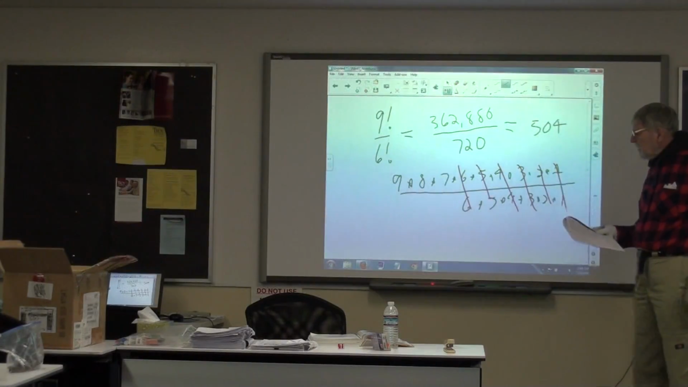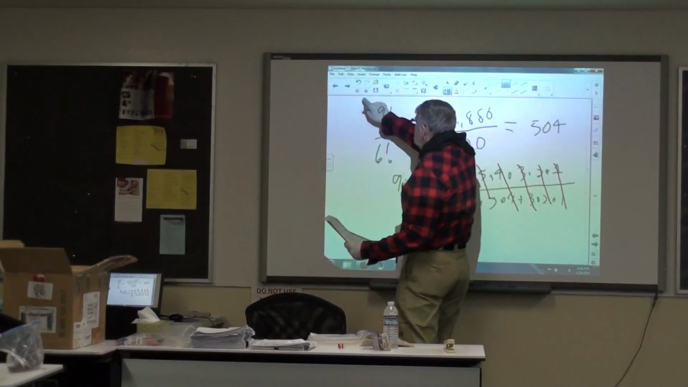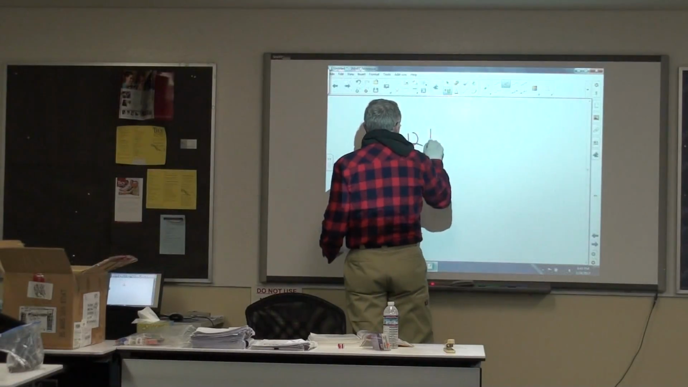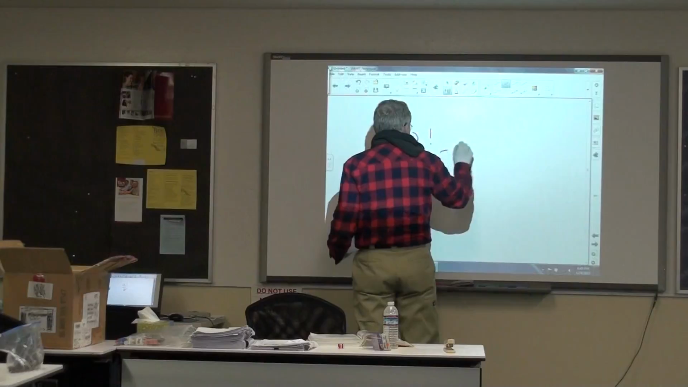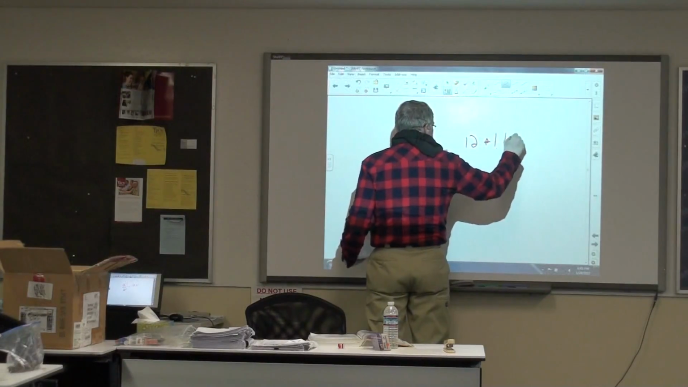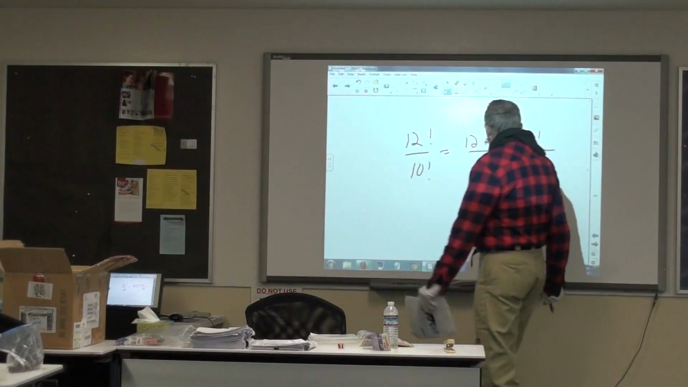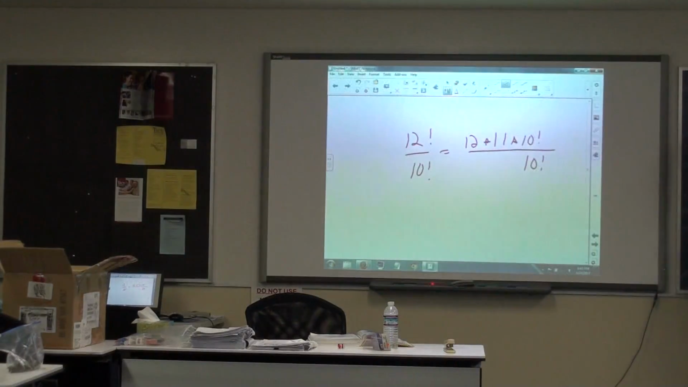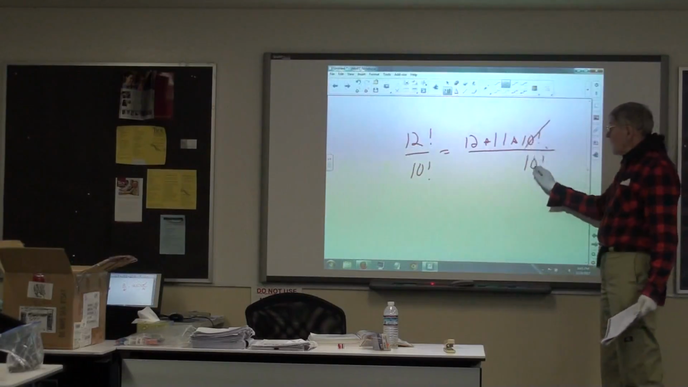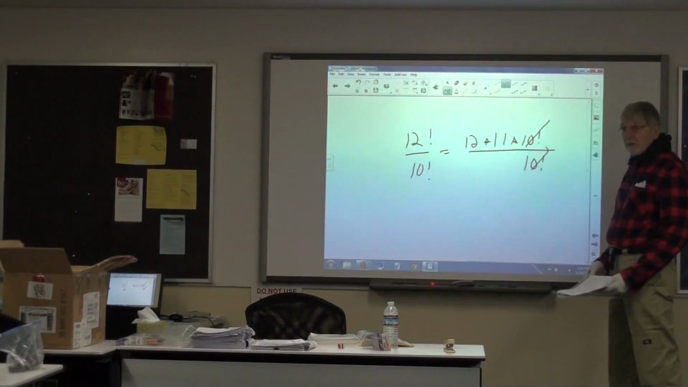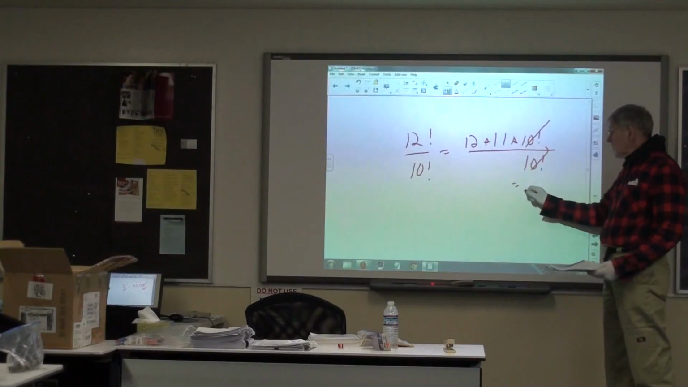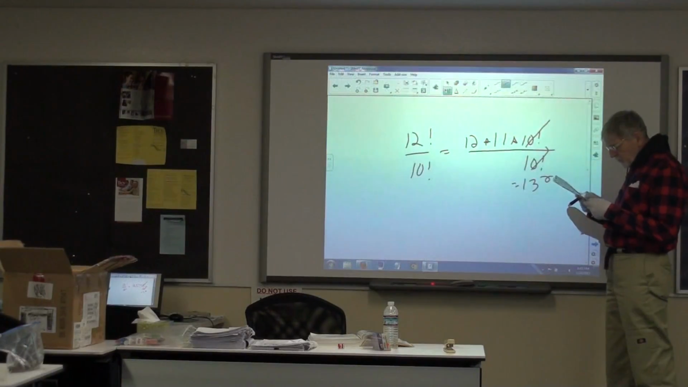12 factorial over 10 factorial. That's equal to 12 times 11 times 10 factorial over 10 factorial. So it's equal to 12 times 11, true? And 12 times 11 is 132, true? 132, yeah. Good.